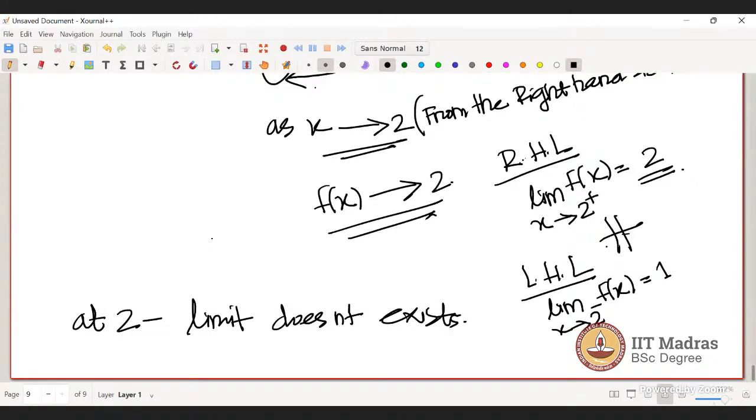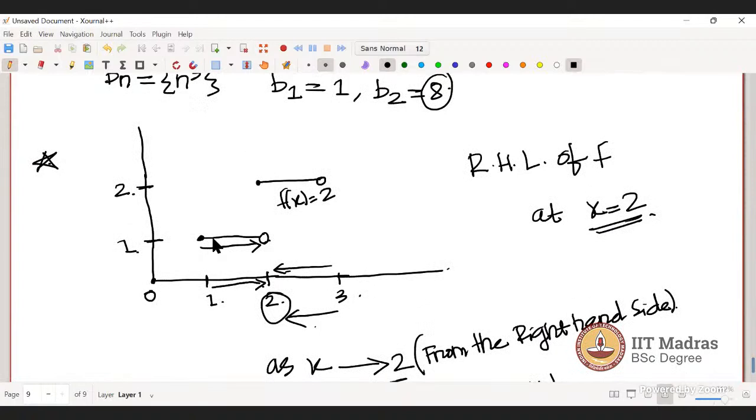Basically at 2, the f of 2 is jumping. Yes, you have a jump there. If you are coming from the left, the left-hand limit and right-hand limit will tell you whether at that point you have a jump or you don't have any jump.